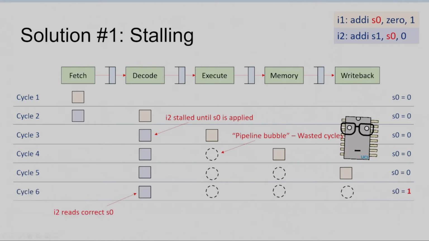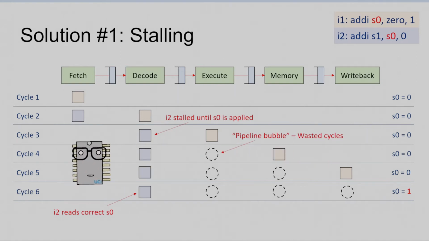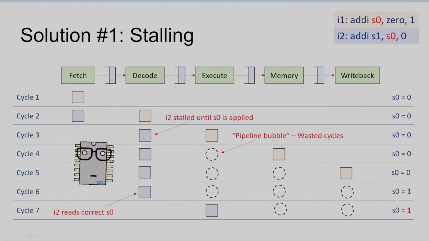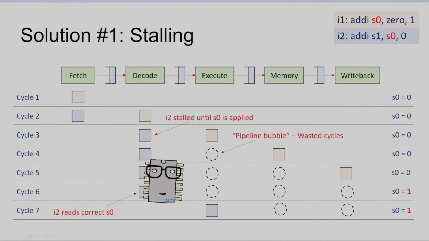At the next cycle, instruction 1 has finally retired, as the value of S0 as visible from the register file is now finally 1. And the processor management circuit knows that it can stop stalling and allow instruction 2 to start moving forward. So instruction 2 now finally reads the correct S0 and is allowed to move forward into the next pipeline stage in the next cycle, in cycle 7. So in cycle 6, we see that we have introduced 3 pipeline bubbles into the 5-stage pipeline.